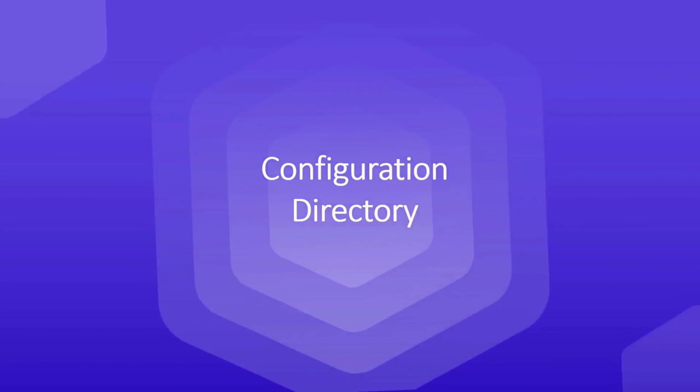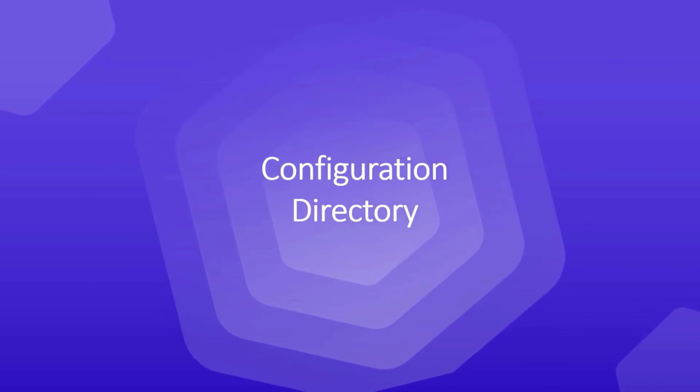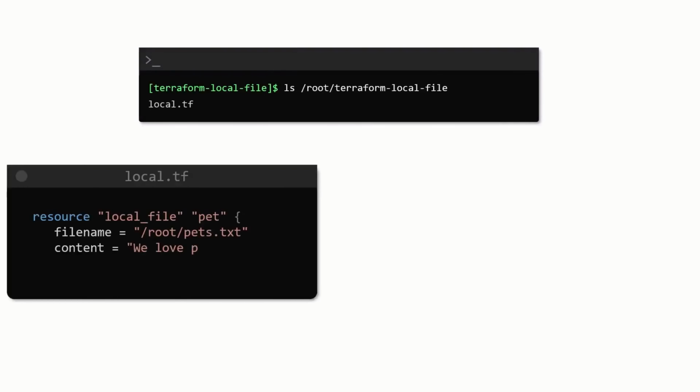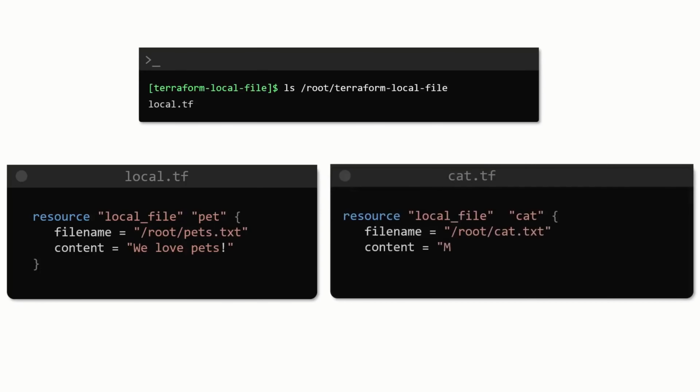Now, let's take a look at the configuration directory and the file naming conventions used in Terraform. So far, we have been working with a single configuration file called local.tf. And this is within the directory called terraform-local-file, which is our configuration directory. This directory is not limited to one configuration file. We can create another configuration file like this. The cat.tf is another configuration file that makes use of the same local_file resource. When applied, it will create a new file called cat.txt.